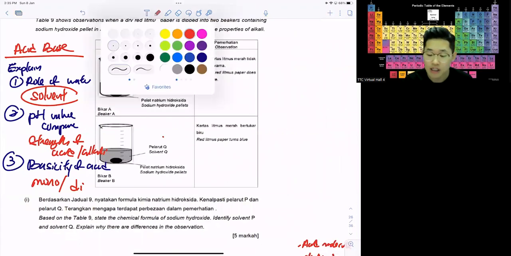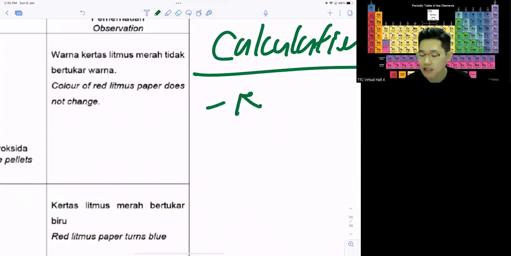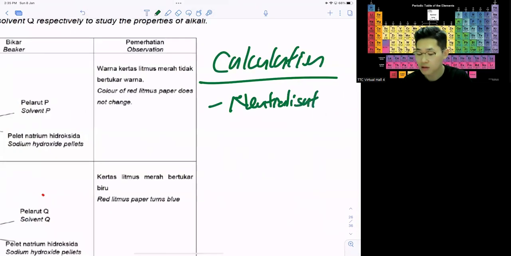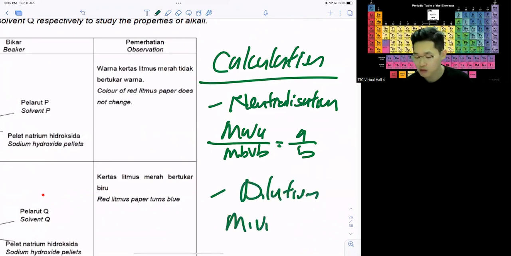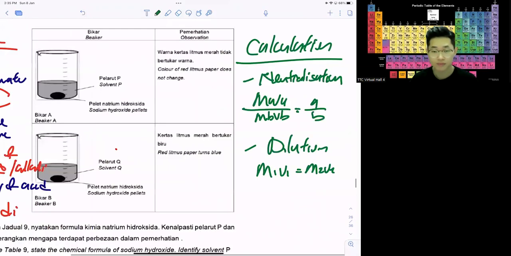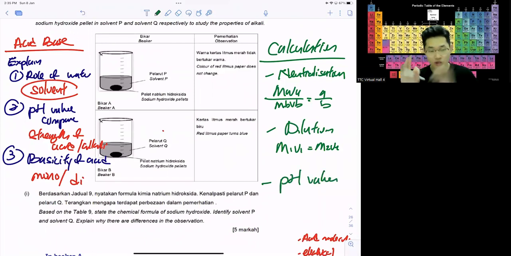And then for calculation questions, usually we have neutralization. The MAVA over MBVB equals A over B, that one. Must know how to use the formula. And then we also have dilution, which is M1V1 equals M2V2. And also calculate pH value. So, question 3.